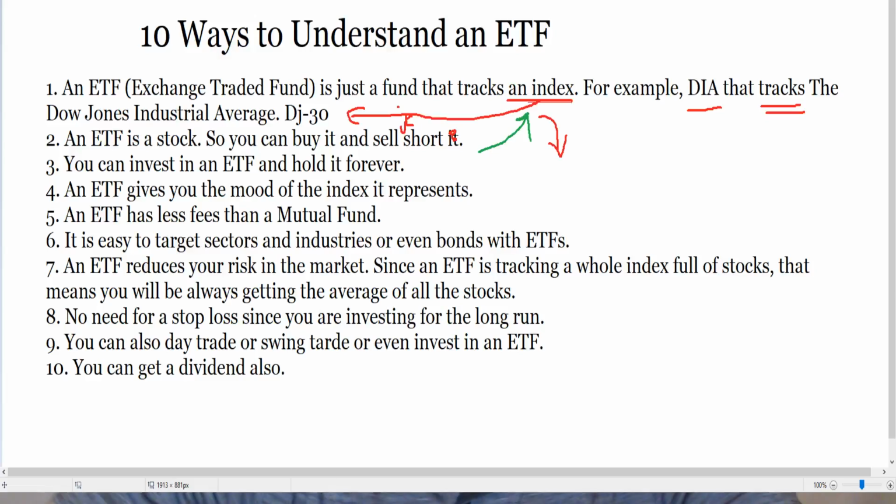And always when you go to any TV, any website, most of the time they talk about these indexes and what they have done today. Now let's go to number four. Four, an ETF gives you the mood of the index it represents.